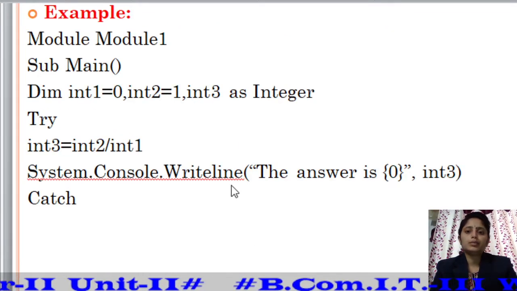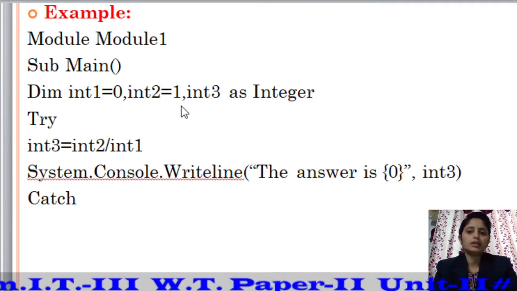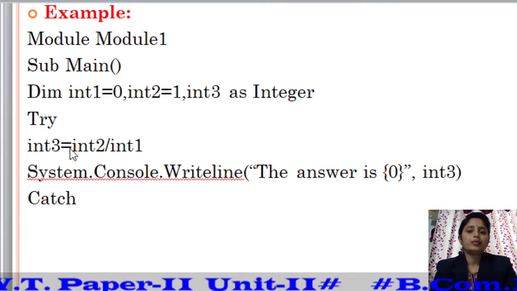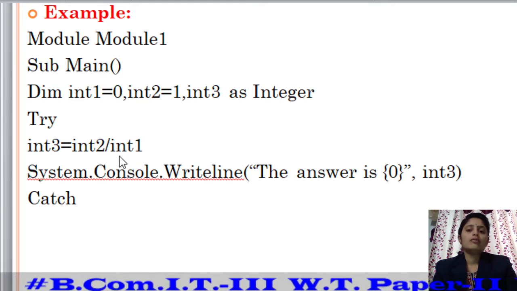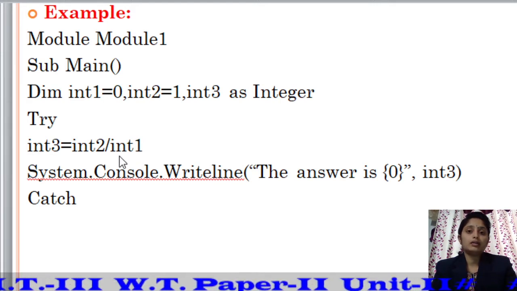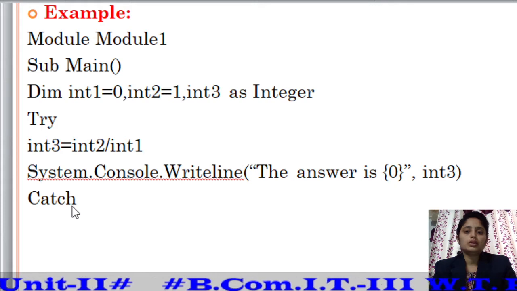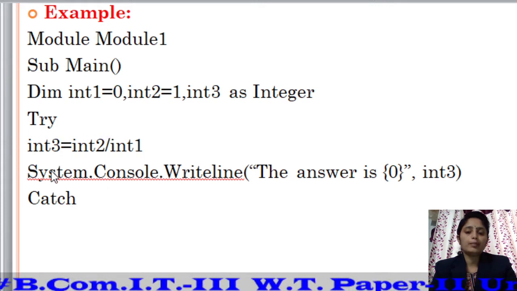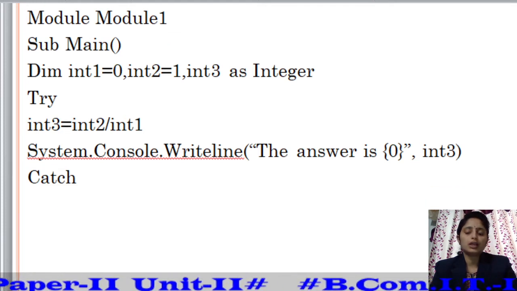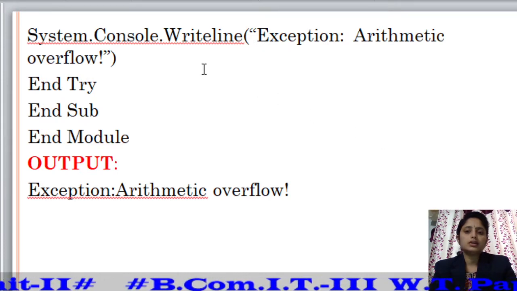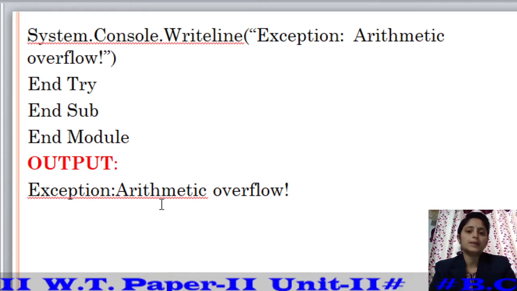In this example, there are three variables. The first variable has the value 0, the second variable has the value 1, and int3 is equal to int2 divided by int1. But the value of int1 is 0. When you divide a number by 0, the output is infinity or an overflow. So in the Try block, there is an error. The Catch block catches the error and displays the statement which is enclosed in the Catch block. The statement in the block is "Exception: arithmetic overflow". So the output for this program is the exception arithmetic overflow.